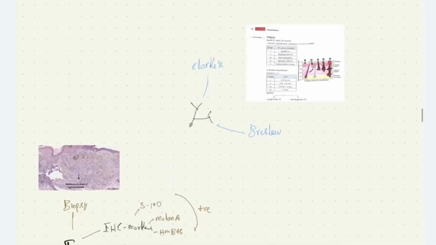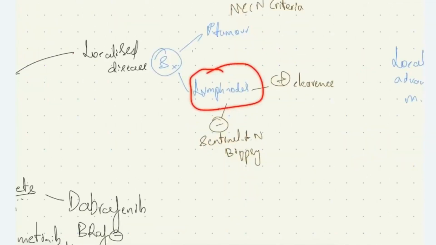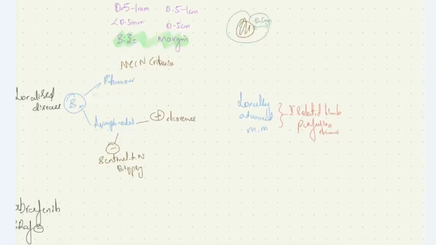So we were talking about treatment of the localized disease where we excise the primary lesion. Following that, we'll check for status of lymph node. If the lymph nodes are not involved, we'll do sentinel lymph node biopsy. If the lymph nodes are involved, we can do lymph node clearance. If the malignant melanoma is locally advanced, we can do isolated limb perfusion chemotherapy.